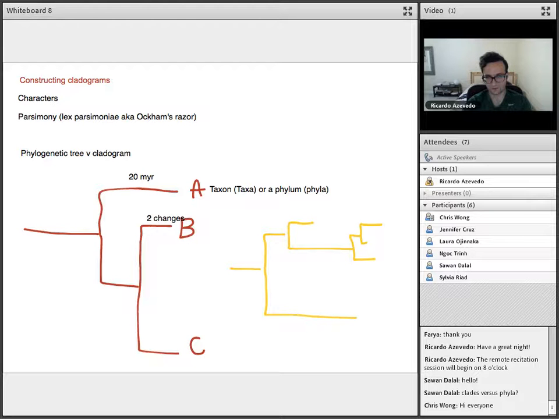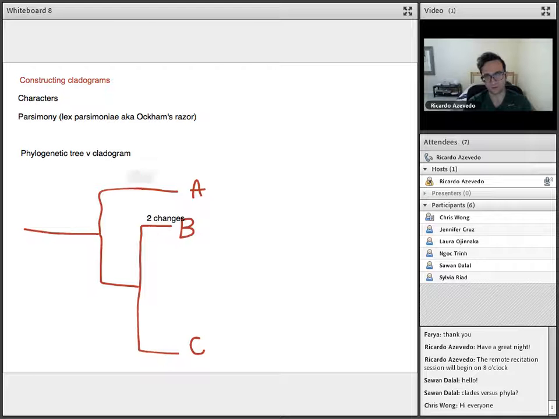Let's delete these. Just have more space. So I wanted to draw a tree. So this simple tree would treat with three taxa, A, B, and C. How could you construct it? That is actually done by studying characters.